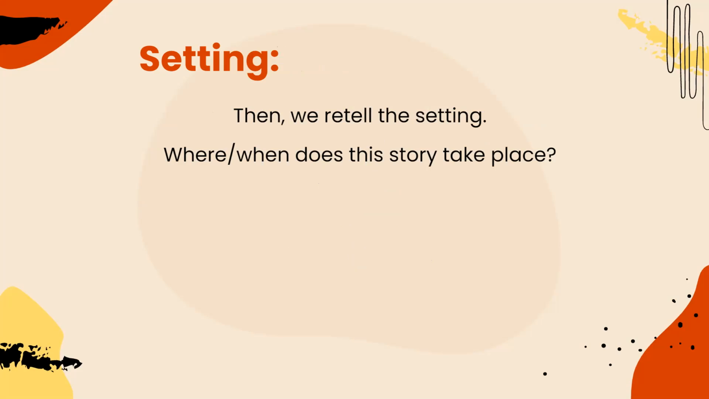Then we retell the setting. We want to tell where the story takes place. But another important detail is when the story takes place. If we think about this story, we know that it happened at night. So you would want to tell me that. Sometimes our story tells us what year it happens, and that would be something important to include. So go ahead and once again, you're going to pause and discuss this with your class. Tell me where and when this story takes place. Go ahead and pause here.